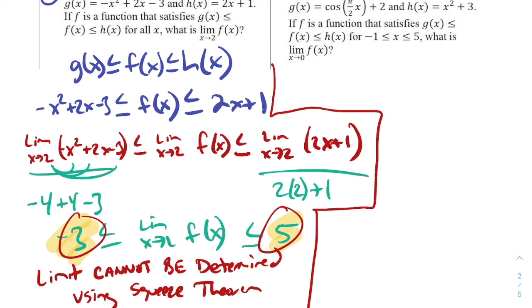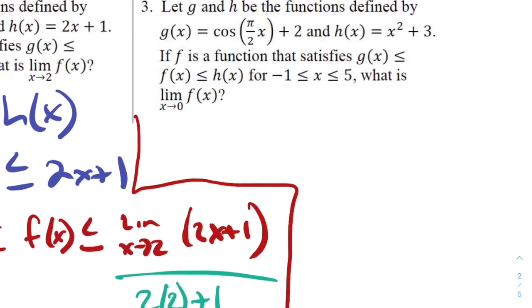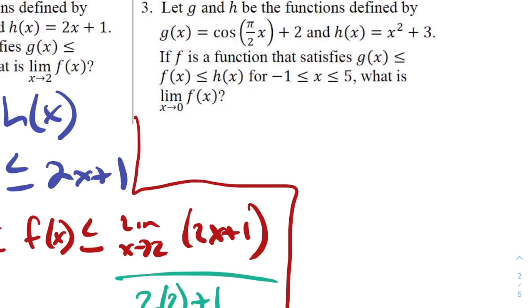Let's continue. For number 3, let g and h be the functions defined by this g of x and h of x. And they're saying g of x is less than or equal to f of x, which is less than or equal to h of x, for x between -1 and 5. What is the limit as x approaches 0 of f of x?